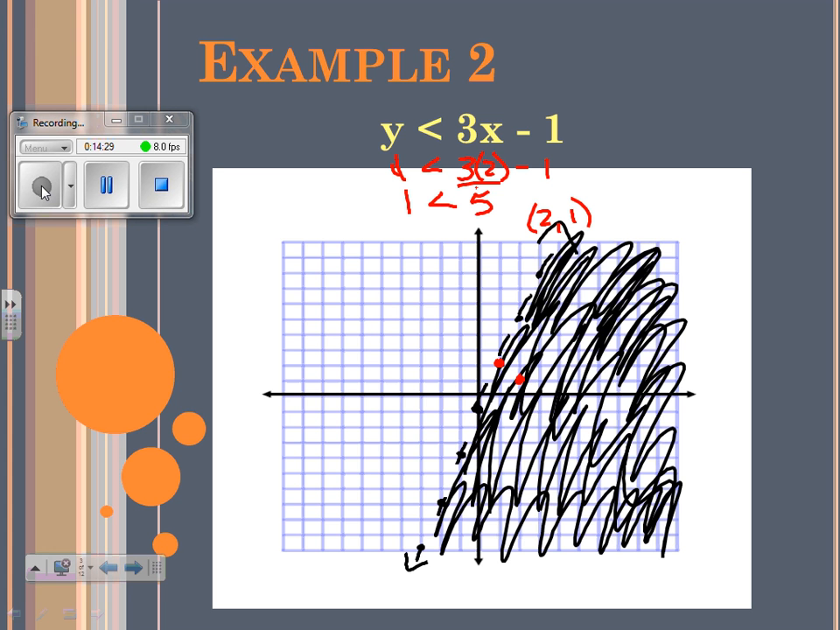Okay. Could I pick this point? No. Why not? Because it would make it equal. If I plugged it in, this is over 1 and up 2. So if I did this, check this out, 3 times 1 minus 1. 3 times 1 is 3, and 3 minus 1 is 2. Is 2 less than 2? No, it's not less than, it's equal. So you would not want one of those points. Okay, give me one more point that would work. Over 3 and up 3. Does that work? Okay, so any point that's in the shade will make this less than that.